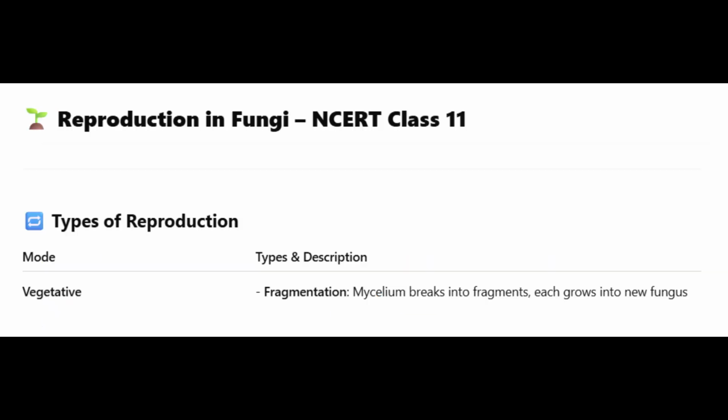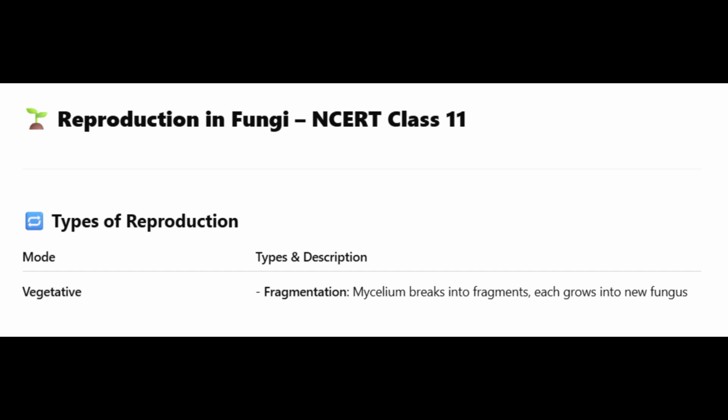Let's explore how fungi reproduce, a process as diverse as the fungi themselves. Fungal reproduction is classified into three modes: vegetative, asexual, and sexual. 1. Vegetative reproduction. This type doesn't involve spores or sex cells. Instead, the existing fungal body multiplies directly.